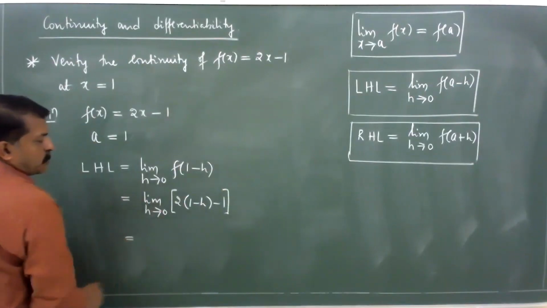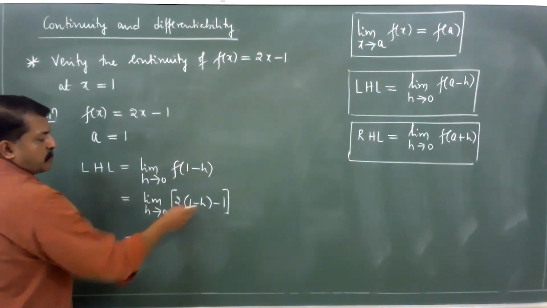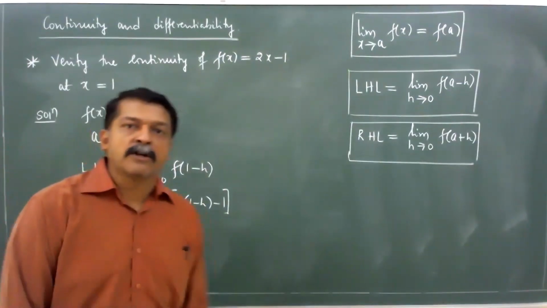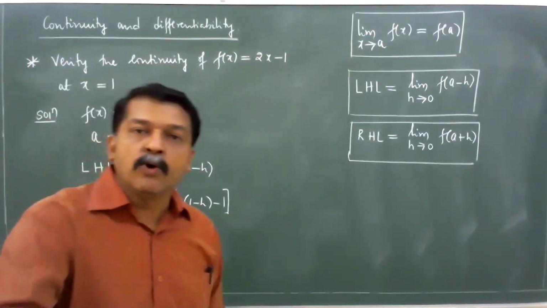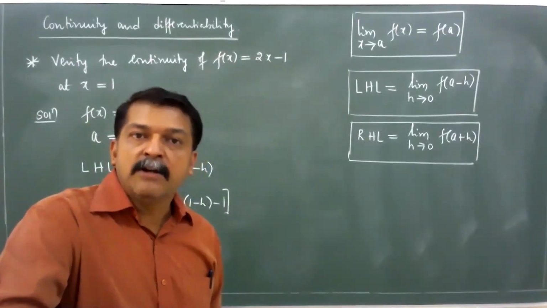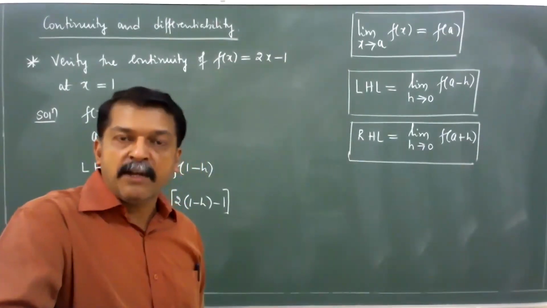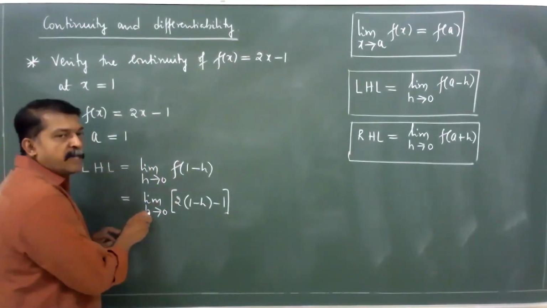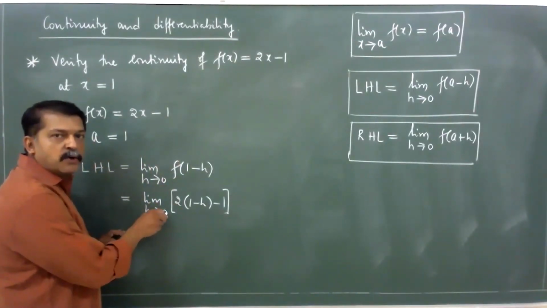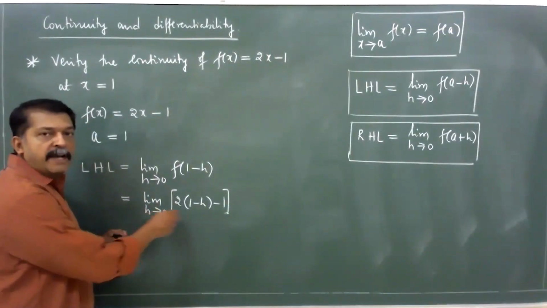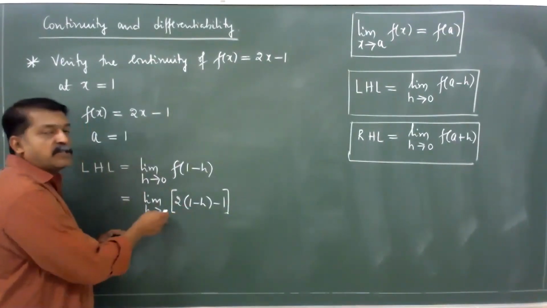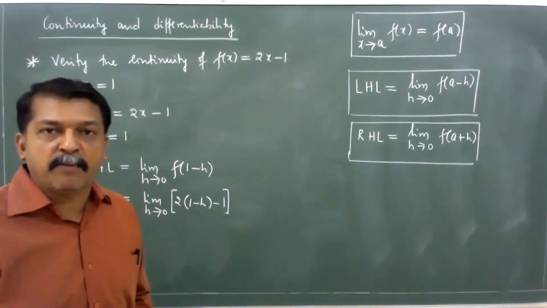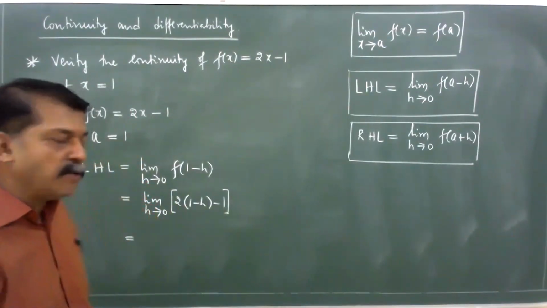Put h is equal to 0. Apply the limit. Generally, h tends to 0 means what? h is almost equal to 0, but not equal to 0. For all practical purposes, whenever we are doing a problem, h tends to 0, we actually put h is equal to 0. Because h tends to 0 means it is almost 0. For practical purposes, we take h is equal to 0.